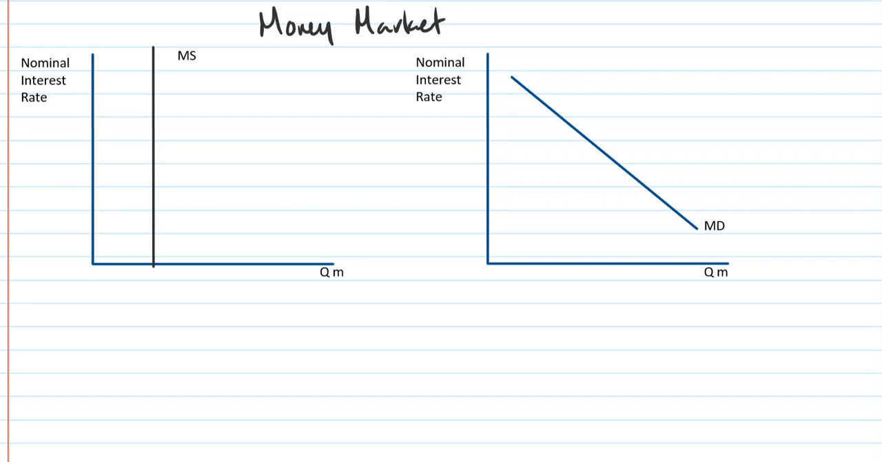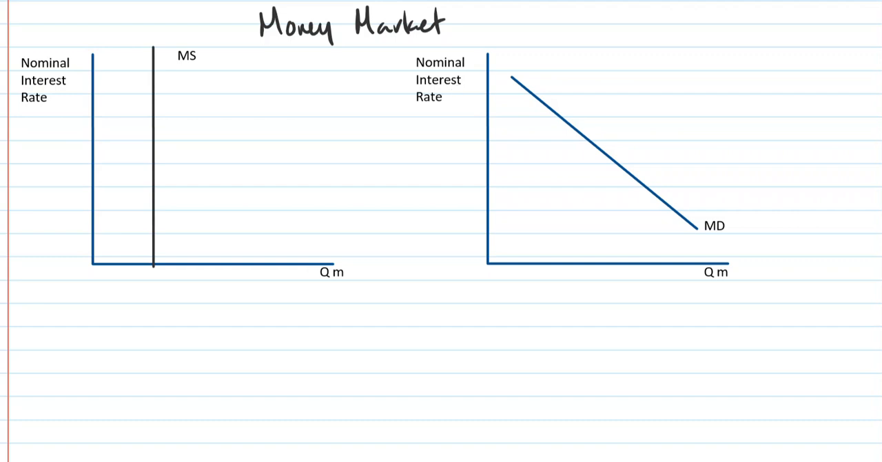Okay, so in this video we're going to do a quick introduction to the components of the money market, the money supply curve and the money demand curve, and then a quick practice problem to show us how these components interact in the determination of the nominal interest rate.